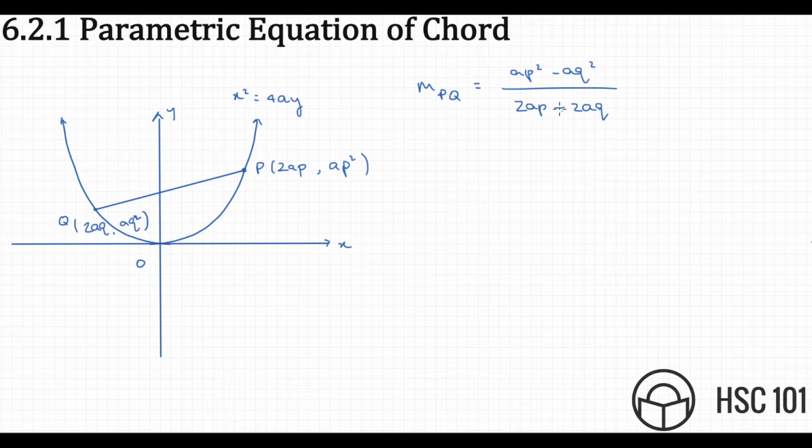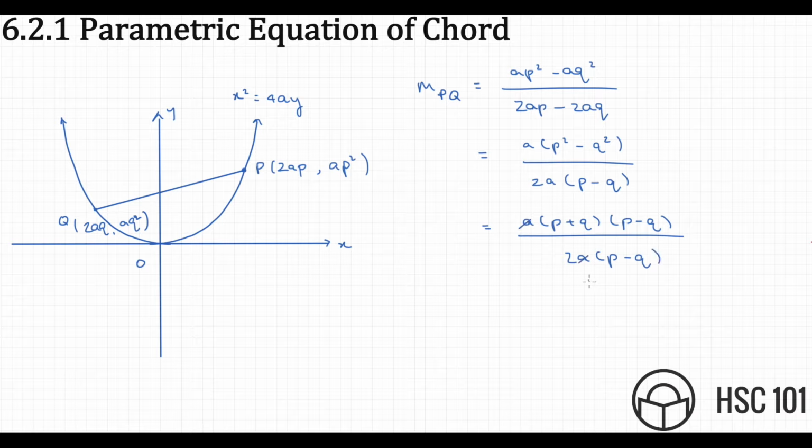So we can see that we can do a lot of simplification here. For example, I can factorize a out from the top. So I've got a lots of p squared minus q squared divided by, in the denominator, 2a as a common factor. So I've got 2a outside of p minus q. And on top of this, what we should also realize is that p squared minus q squared is the difference of two squares. So by difference of two squares, we can factorize this further into a bracket p plus q times p minus q over 2a times p minus q. And here, we can see that the a's cancel from the top and bottom. And we can also cancel the p minus q from the top and bottom. And what's left for the gradient of PQ is just half brackets p plus q. So that's going to be the gradient of the chord PQ.